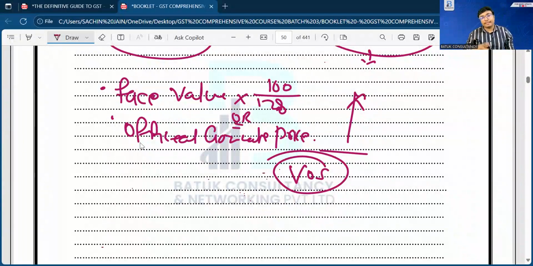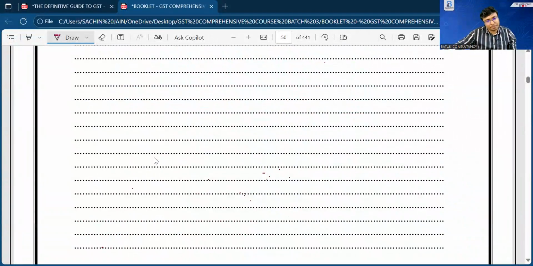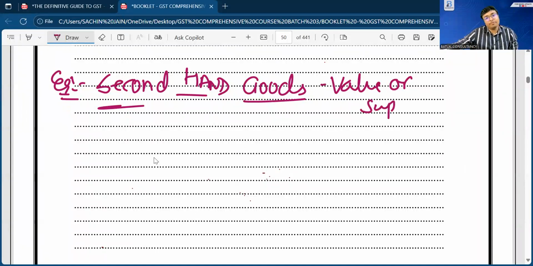Now the next concept is regarding second hand goods. What will be the value of supply in case of second hand goods? Suppose I have bought a second hand plant and machinery, and I am dealing in second hand goods as well.